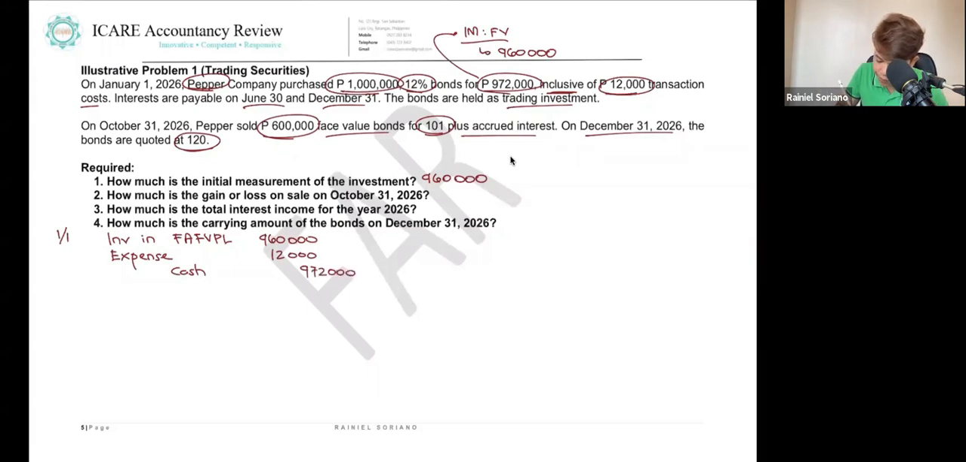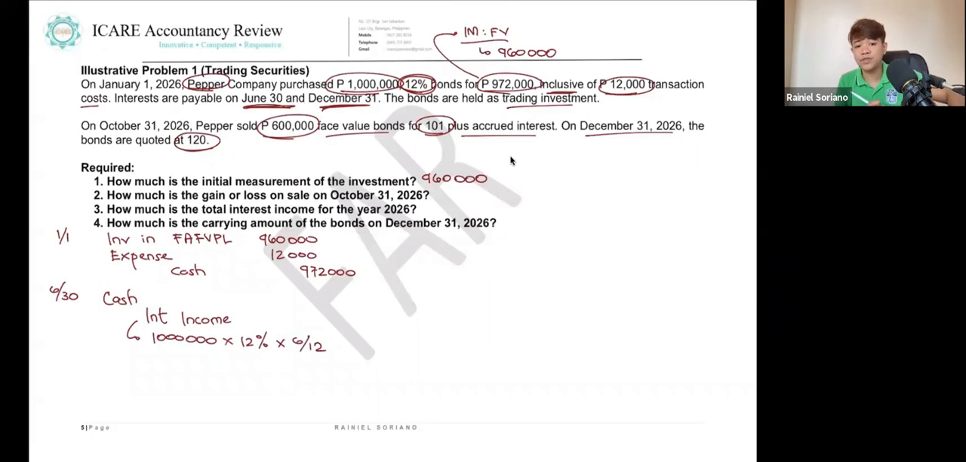972,000 pesos. On June 30, we receive interest from the corporation. What is the basis of the interest? 12%, but interest is payable semi-annually. Our journal entry is to debit cash and credit interest income. How much? It is the face amount of 1 million times the nominal rate of 12%, but since it is semi-annual, we multiply further by 6/12. So 1 million times 0.06 is equal to 60,000 pesos.